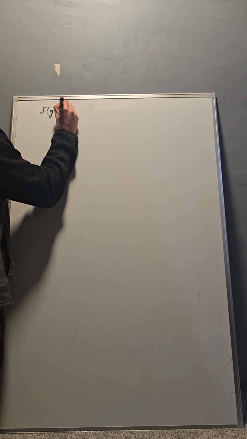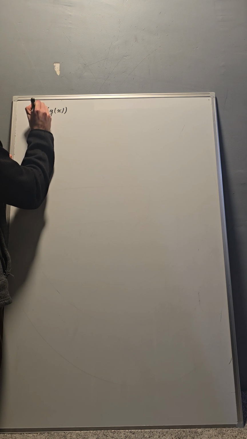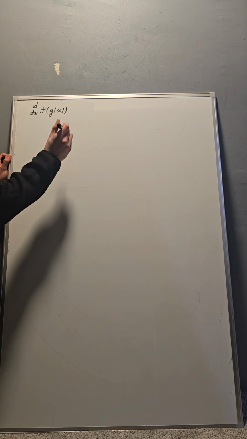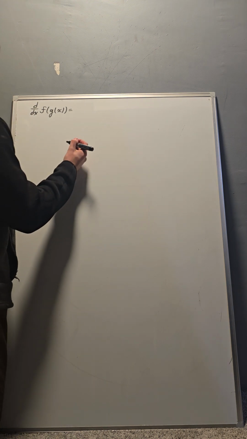Okay, so we have a function and it's composed with another function, and we want to find the derivative with respect to x of this composition. How do we go about doing that? We pretend that we don't know the chain rule yet. What we're going to do is discover the chain rule on our own.